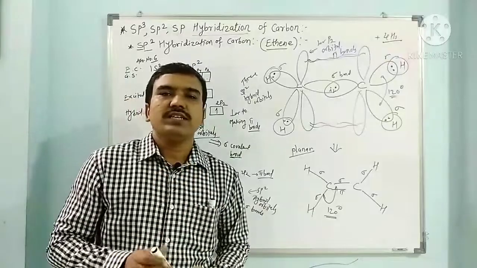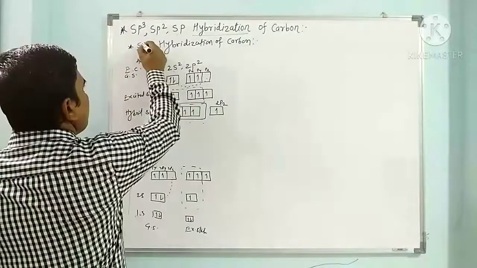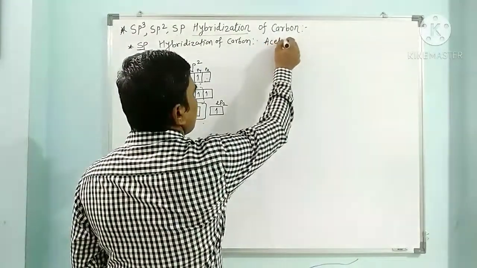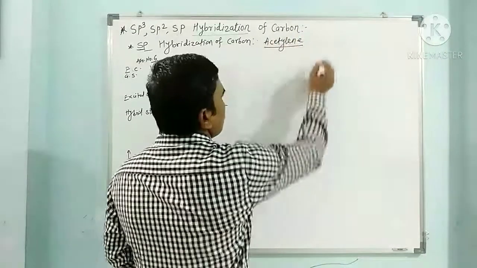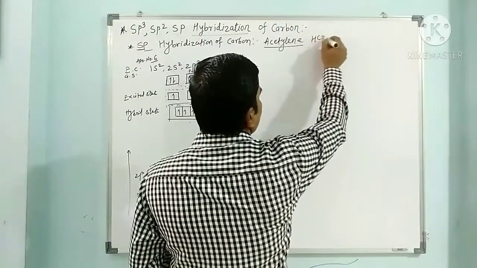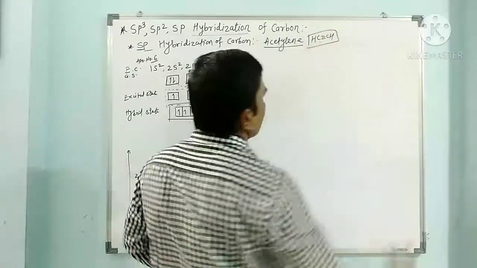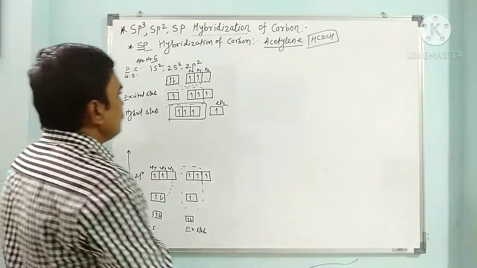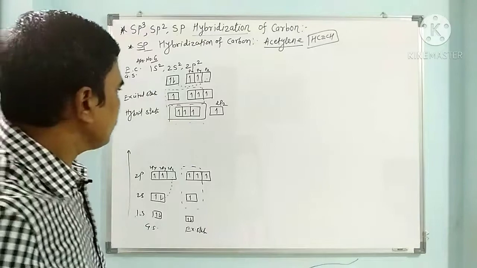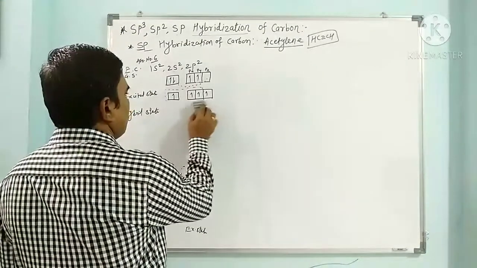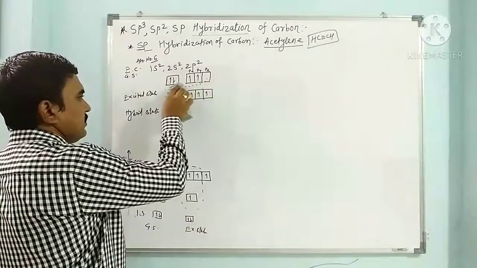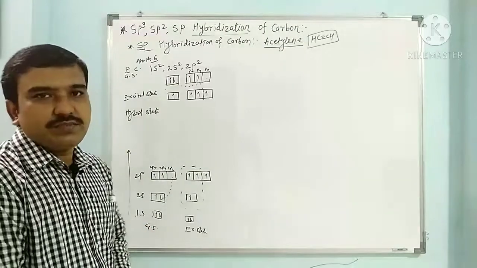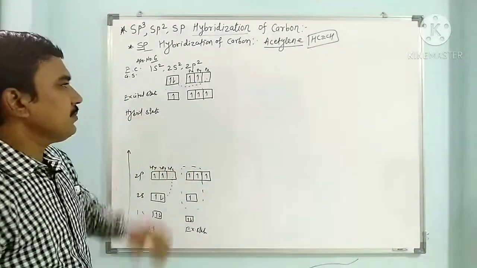Now next we have to see sp hybridization of carbon. In sp hybridization the example is acetylene, HC triple bond CH. Now we have to see the hybridization of this carbon. Up to the excited state, we have a similar diagram for sp hybridization, but in the hybrid state what happens?